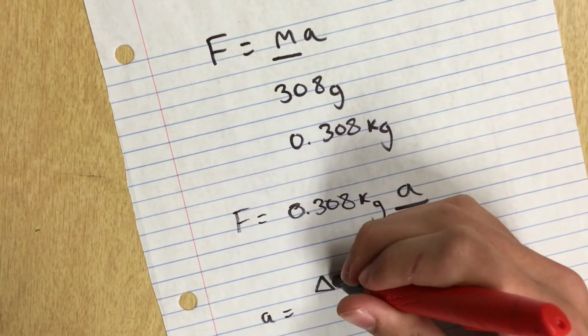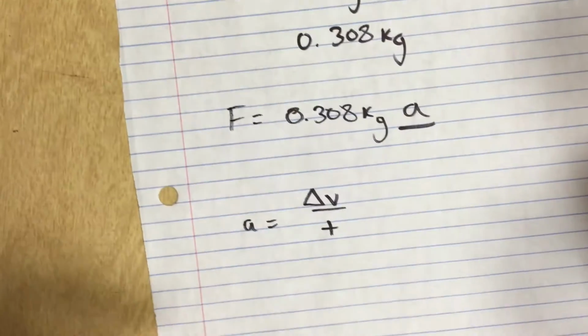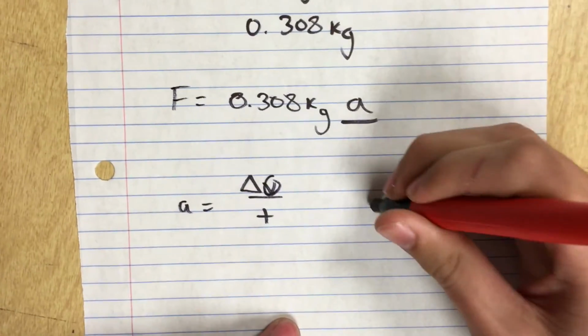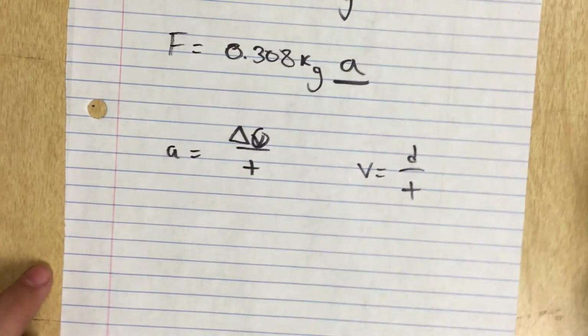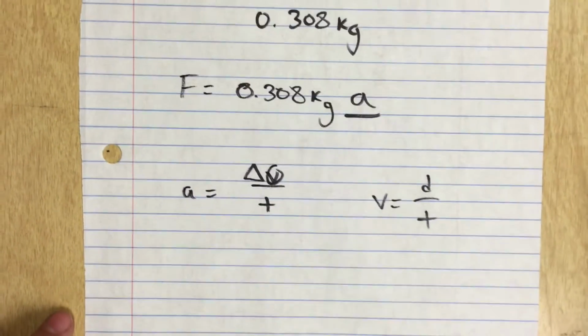Now for acceleration, this one's going to be a little bit tricky, because acceleration is equal to a change in velocity over time. But velocity is equal to distance over time. So, to get it out of the way, we're going to find out how much time it takes.